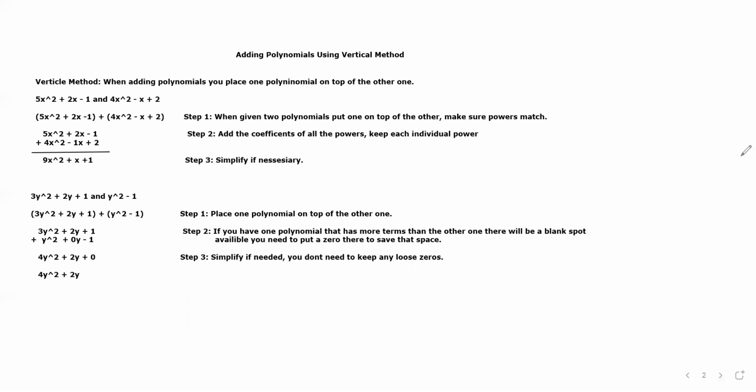Okay, so what does this look like? Well, why don't we look here. These are our polynomials. I'm told I need to add the following polynomials: 5x raised to the second power.